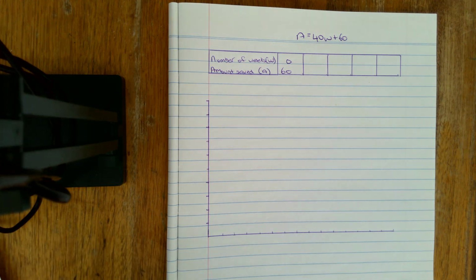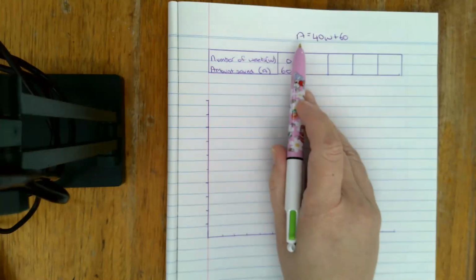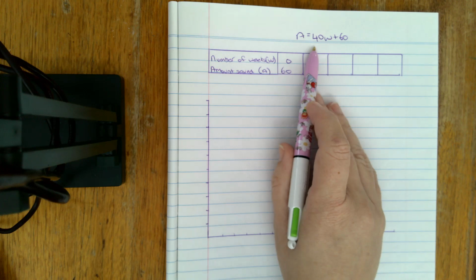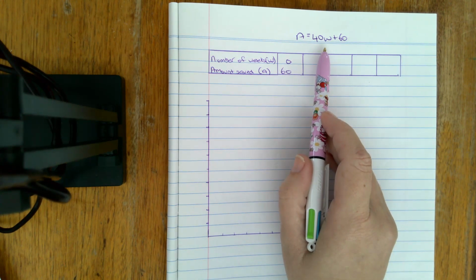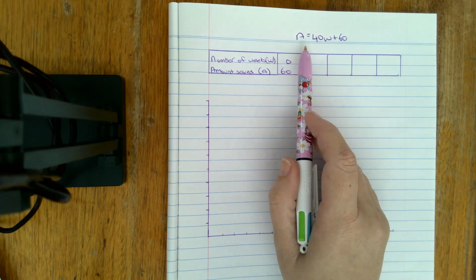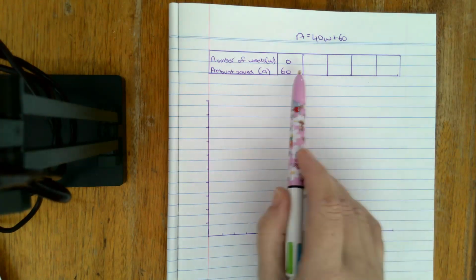All right, bear with me because I totally stuffed this one up and I've just had to draw it up in a book. So, Peter's weekly wage is represented by the following equation: A equals 40W plus 60. Let W be the number of weeks and A be the number of dollars Peter earns in a week. Use the equation to complete the table.